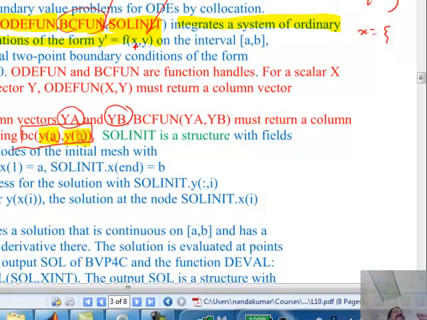Yeah. Why did I use the first row? Because, as I said, y1 is equal to theta. I want only the temperature profile. If I want the slope of the temperature profile, then I will plot y2. Okay?